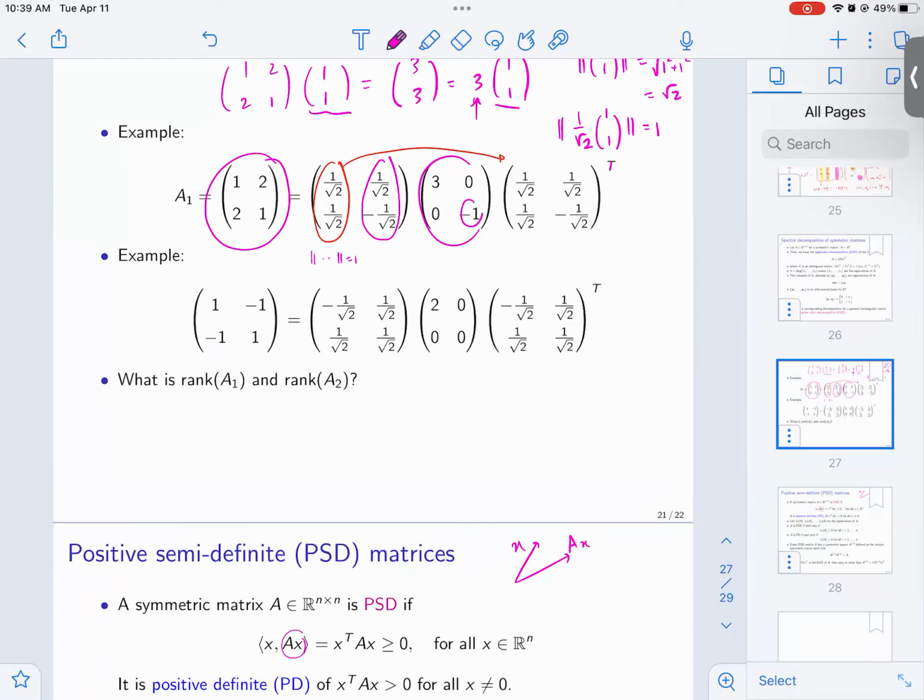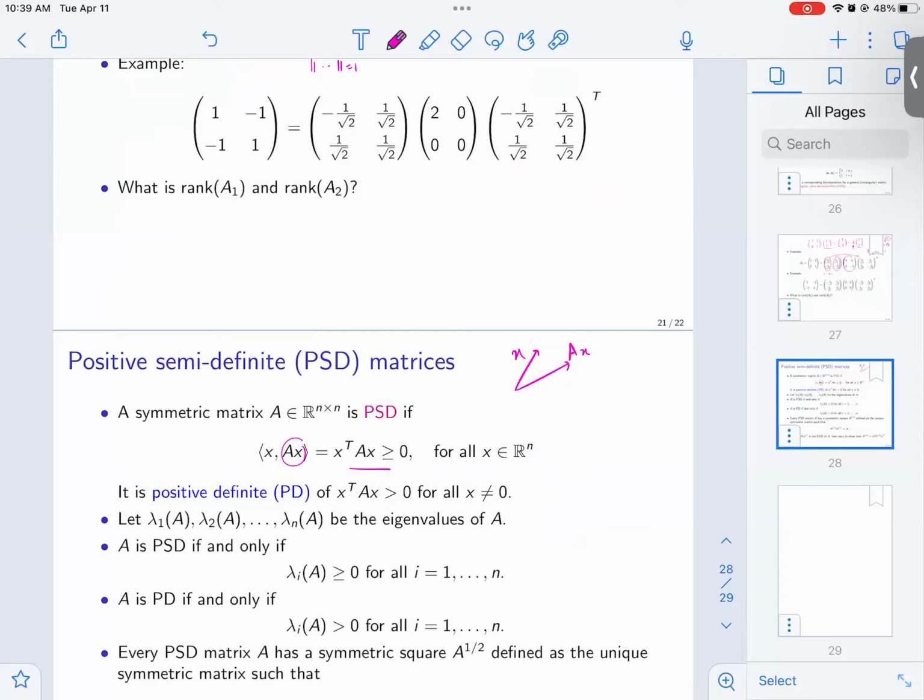No, because there is a negative here. So is this positive semi-definite? Yes, because the eigenvalues are positive. In terms of the eigenvalues, it is simple. If you want to verify this inequality, it's harder. It's not obvious. You have to write down x1, x2 transpose, this matrix, and x1, x2, expand, and then try to say that this is always non-negative for any x1 and x2.